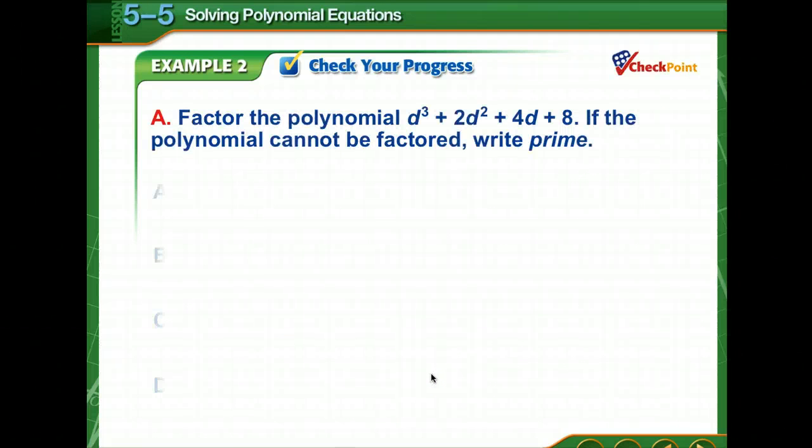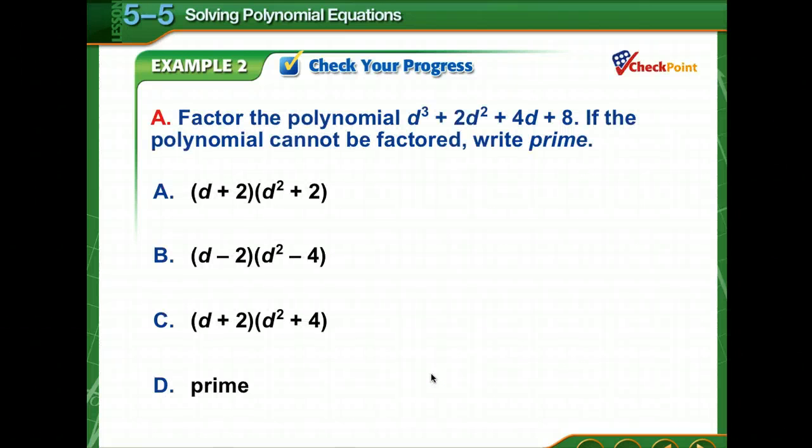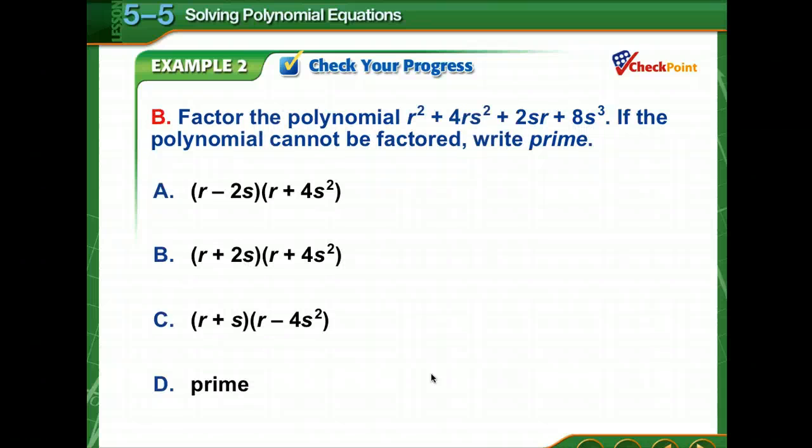Okay, time for you to check your progress. So factor this polynomial, then come back and check your answer. Did you get d plus 2 times d squared plus 4? Excellent. If not, go back and rework that. See where you might have made your mistake. Let's try another one. So pause and then come back and check your answer.